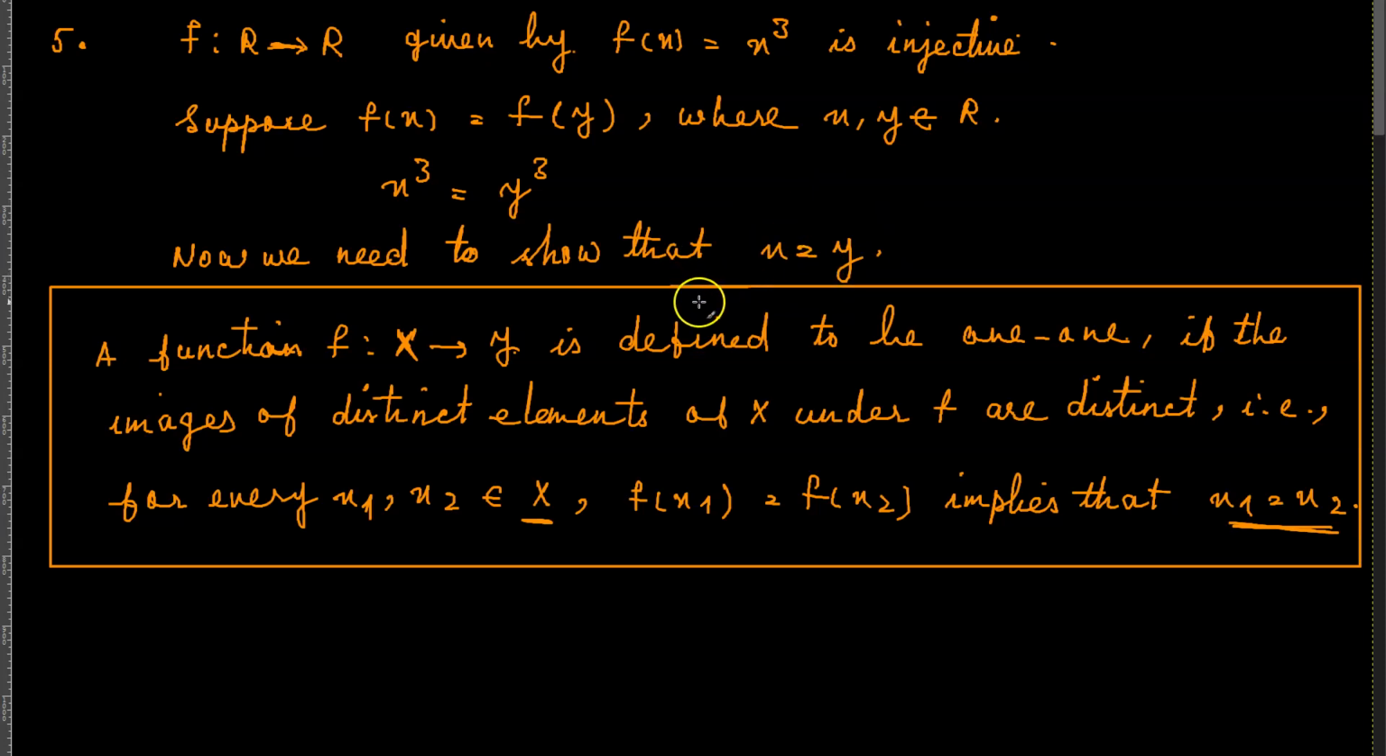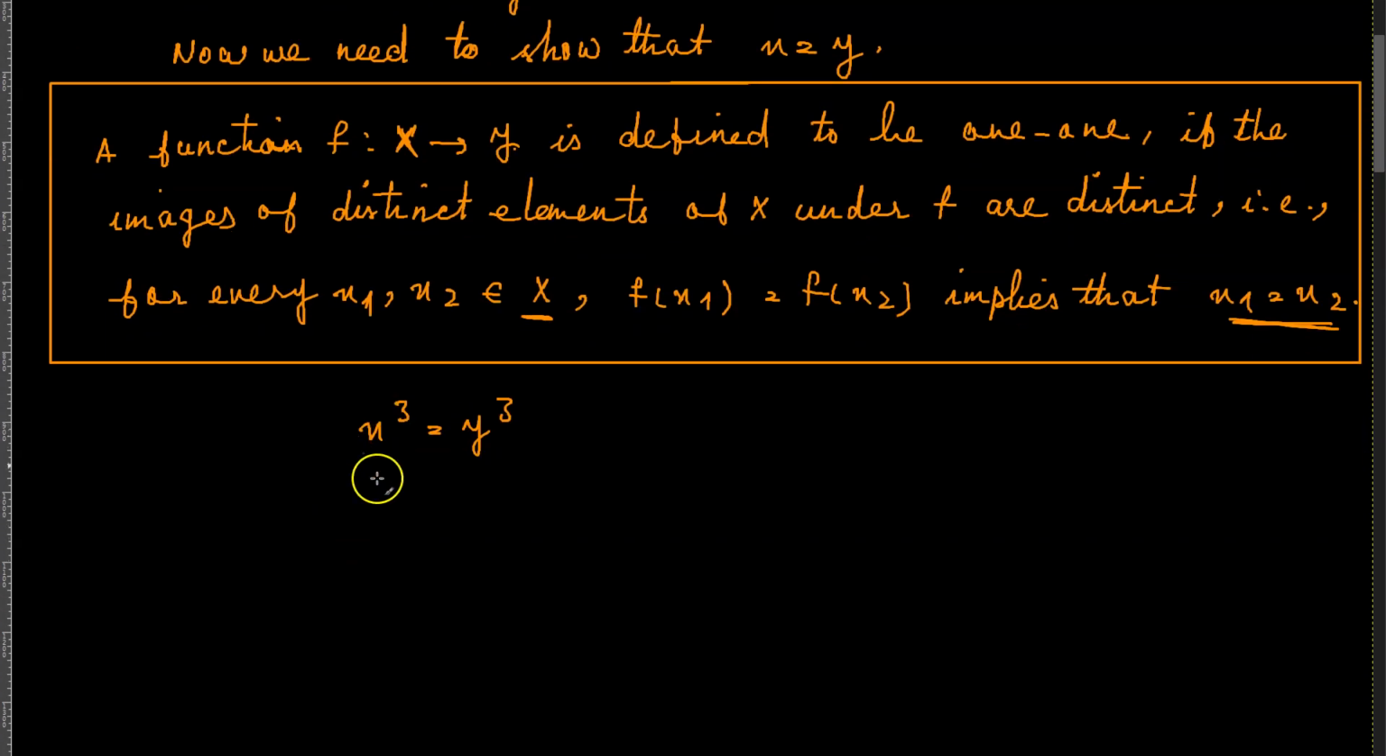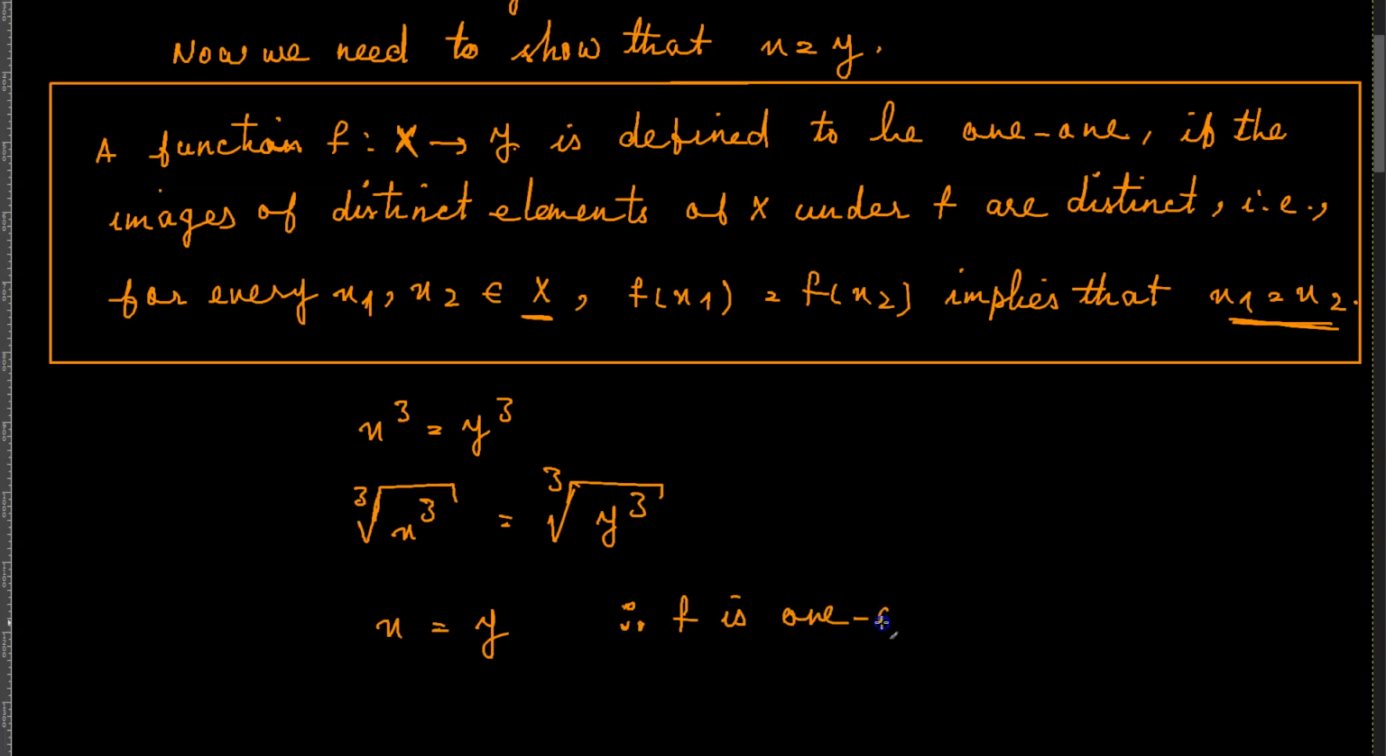And of course it's easy to show that, because when you have x cubed equal to y cubed, if you take the cube root of both sides of this equation, you get the cube root of x cubed is equal to the cube root of y cubed, which means that x is equal to y. And so you can conclude that f is 1-1, or injective.